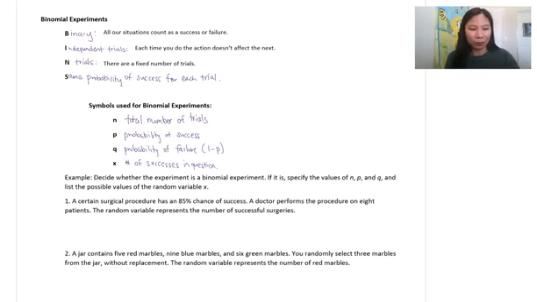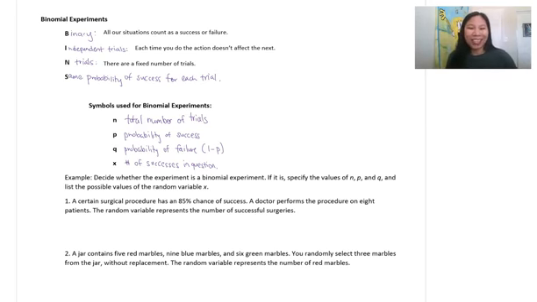Here we go. First example: a certain surgical procedure has an 85% chance of success. A doctor performs the procedure on 8 patients. The random variable represents the number of successful surgeries. Notice in this problem, they're not actually asking for a probability yet, so we're not trying to calculate anything. We're just trying to decide whether the experiment is a binomial experiment. Does it follow those four rules of binary, independent trials, a certain number of trials, and the same probability of success for each trial? Once we decide that, we have to specify what N, P, Q are.